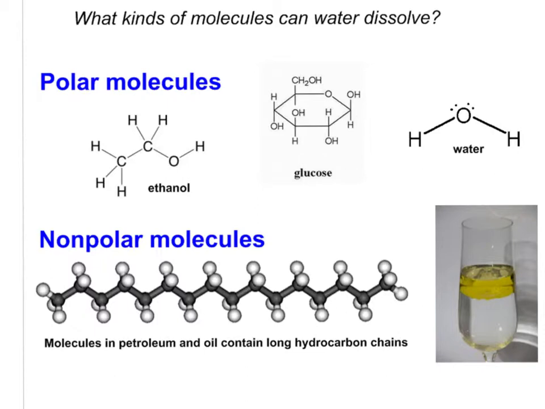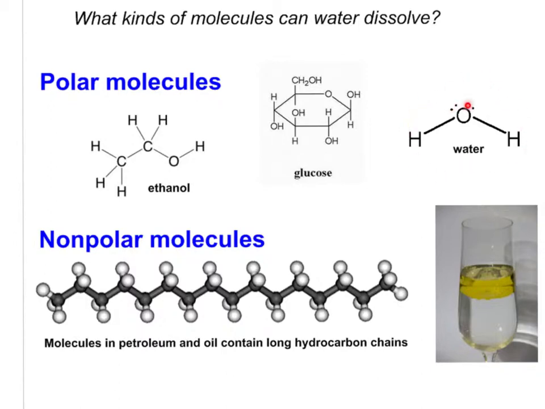So what kinds of molecules can water dissolve? We've been looking at ionic compounds. Water can dissolve ionic compounds. What about other kinds of compounds? Let's look at these terms, polar and non-polar molecules. We've talked about this a little bit in the past, but let's just revisit it. Here are some examples of polar molecules. We have water. Water is very polar.